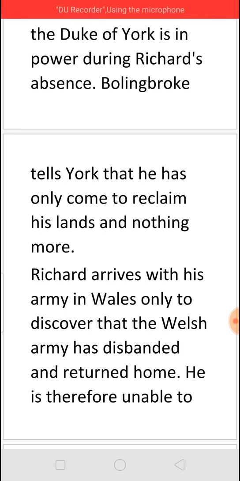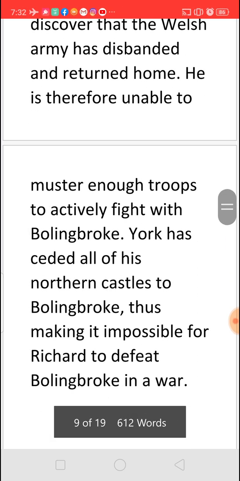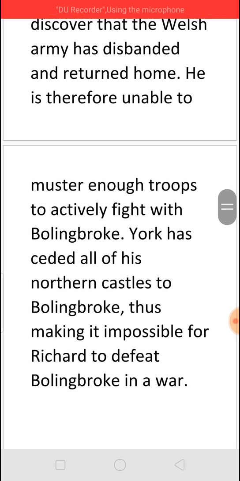And Duke of York feels that he is correct, so he gives back whatever belongs to him. And at this time, Richard goes to Ireland and finds that the Welsh army has waited for his army to come, and because they have not turned up, they have disbanded and gone back to their homes. And now he does not have that much money to pay for the soldiers to bring back to England, so he sends all the soldiers back to their own places.